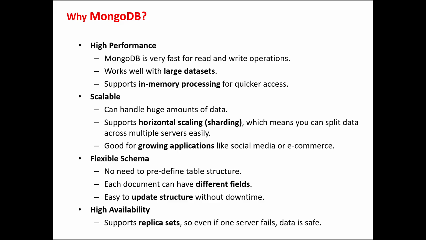Next, flexible schema. This is one of the main features of MongoDB. We no need to predefine the data structure. Every document can have different fields. For example, I have a collection with four documents. The first document has just 2 fields and the second document has 3 fields. Whatever the data type, there is no need to mention it previously, so it is easy to update structure. Next, high availability. It supports replica sets, so even if one server fails, the data is safe.